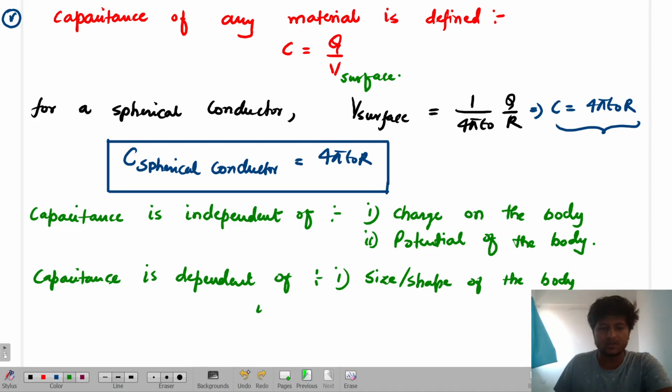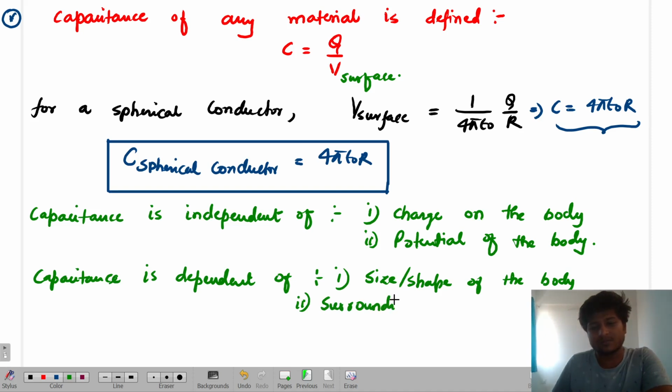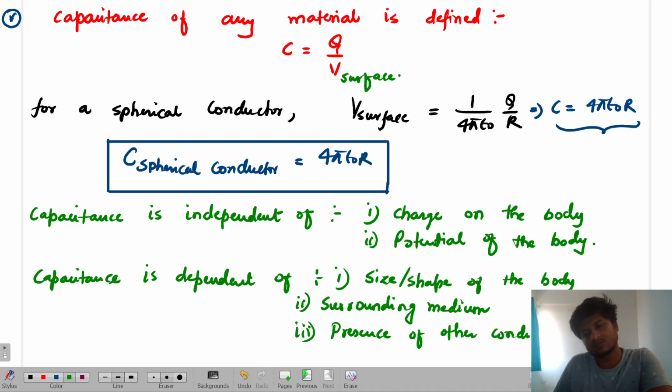Second point is very important. Next thing: suppose you go to a relative's house, and let's suppose I eat 8 rotis in my home, but when I go to my relative's house I'll eat only 2 rotis, or not? Because to show off, yes, I eat less. So that's how capacitance also depends on our surrounding medium. Is that clear? And third thing: presence of other conductors. Are you able to get me? Is that clear perfectly?